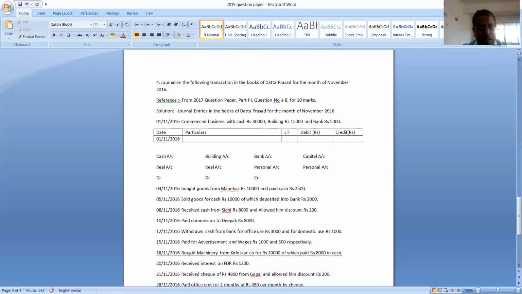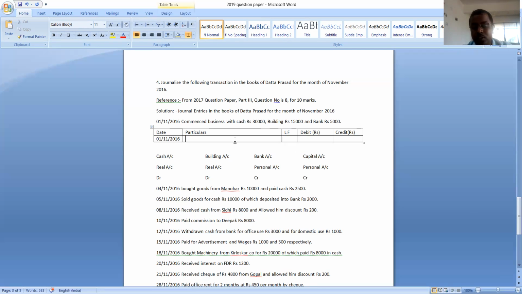What is the rule of personal account? Debit the receiver, credit the giver. So here commenced business with cash, building and a bank. Bank means we have taken 5,000 rupees from bank. Banker is the giver, so bank account should be credited. At the same time, even owner is also giver, so owner's account should be credited. Understood? So cash comes in, cash account debit, building comes in, building account debit, banker is the giver, banker's account credit, owner is the giver, so capital account is credited. So it is how we need to debit and credit the accounts.